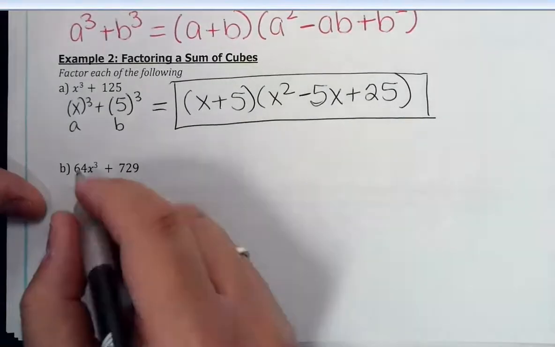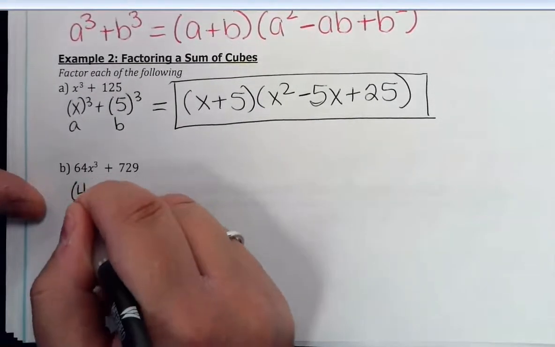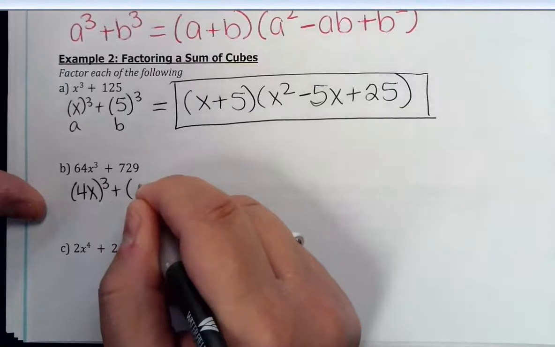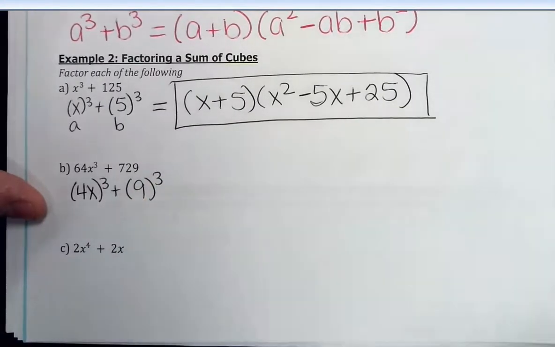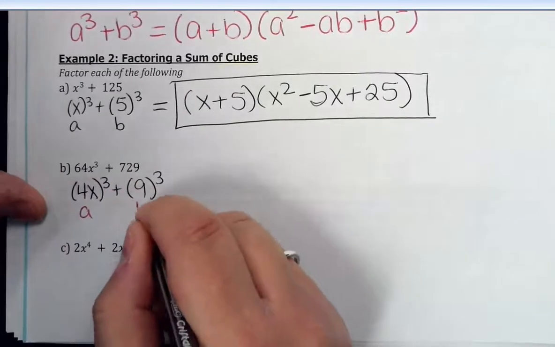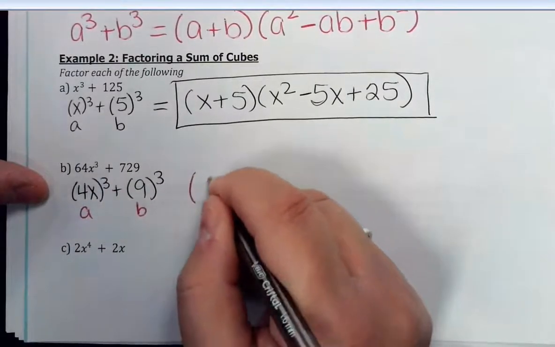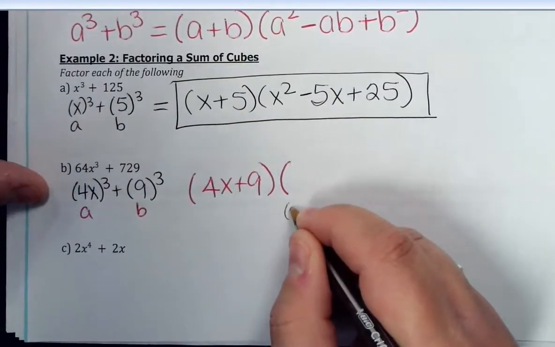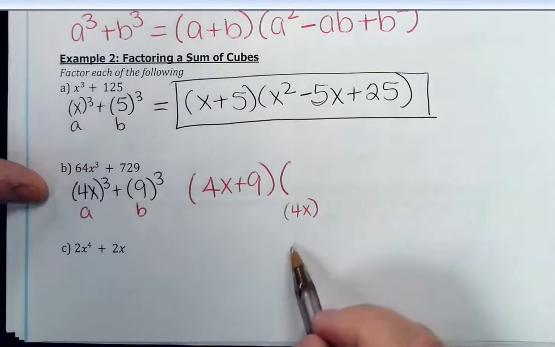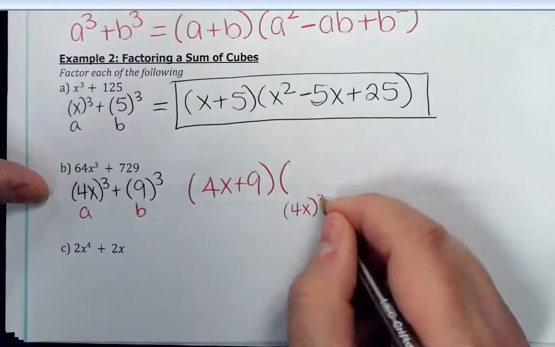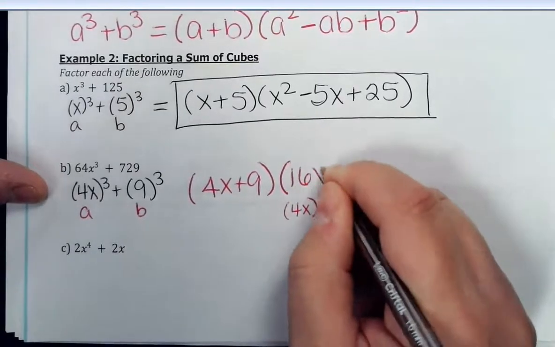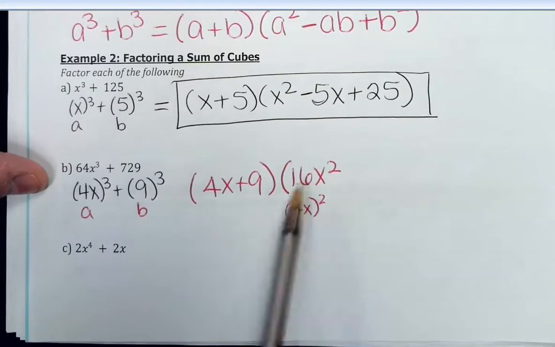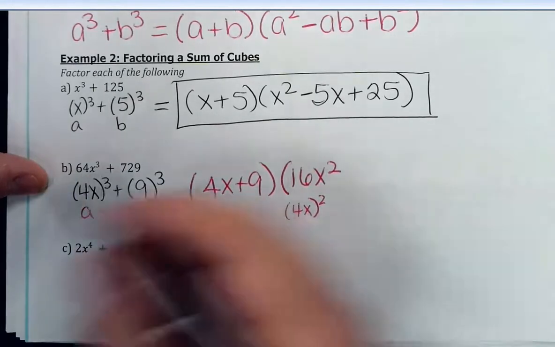I don't have the list displayed on the screen, but hopefully you guys can look at this on your paper. 64 is 4 to the third power, and 729 is 9 to the third power. So here my a value is 4x and my b value is 9. So when I substitute that in, 4x plus 9, and people always have trouble with this, but that first term is a squared. So you have to square the 4 and the x. So this is going to be 16x squared. And if you want to check that real quick, 4x times 16x squared will give you back the 64x to the third. So that's right there.